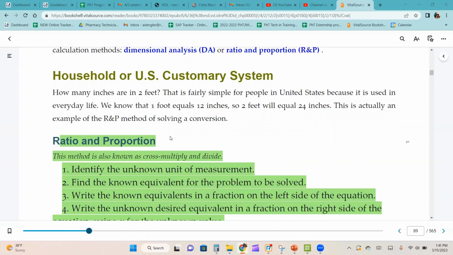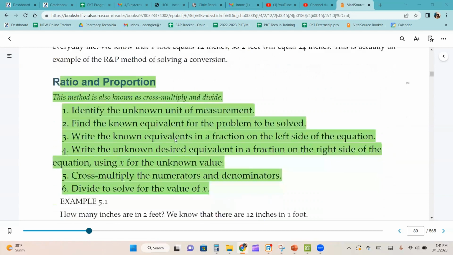So how many inches are in 2 feet? That is fairly simple for people in the United States because it is used in everyday life. We know that 1 foot equals 12 inches, so 2 feet will equal 24 inches. This is actually an example of the ratio and proportion method of solving a conversion.